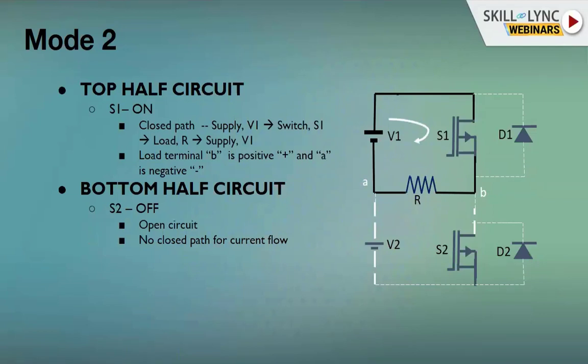So let me assume that the time period for operation of the inverter is T. So mode 1 was for duration T by 2. For the next T by 2 seconds, mode 2 comes into picture. So we are switching off the switch S2. The gating pulse to the switch is being removed. When the gating pulse is removed, automatically the MOSFET comes to switch off condition.